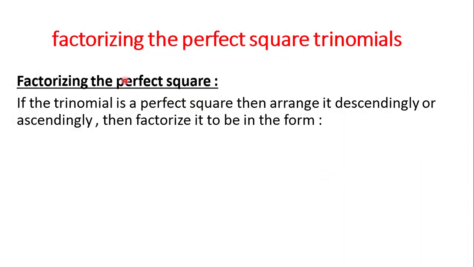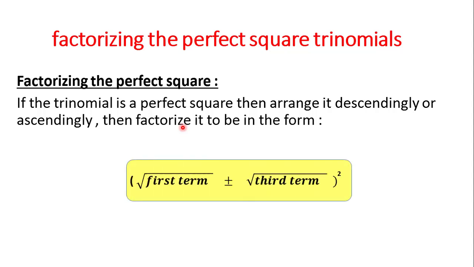Okay, now how can we factorize a perfect square? After I check and I see that this trinomial is a perfect square, how can I factorize it? If you have a trinomial which is a perfect square, the factorization of this trinomial will be root the first term, positive or negative, root the third term, all power 2. This sign, positive or negative, depends on the middle term. It's the same as the middle term in the trinomial.